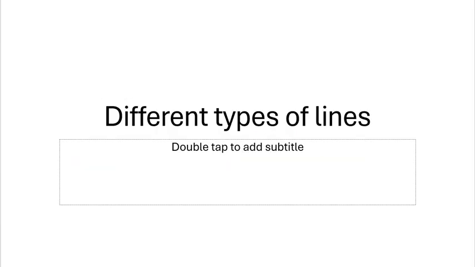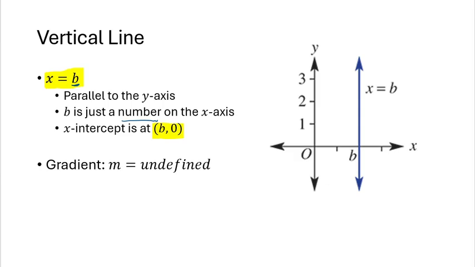Let's move on to the next topic. There are many different types of lines that you need to know. These are just special lines on top of the regular graphing lines that you would typically see. The first one we're going to cover is a vertical line. The vertical line is just a line that goes directly up. That's all it is.